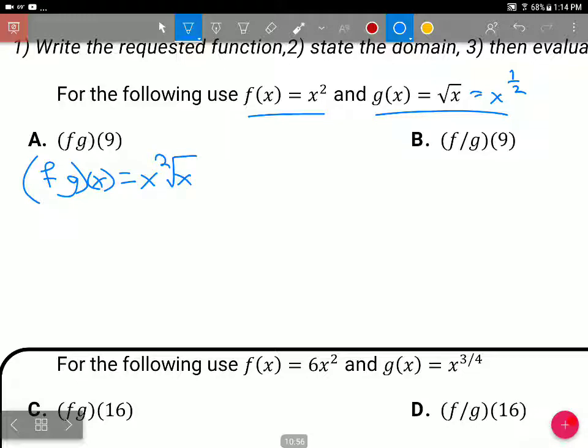The problem with that is I can't really combine those as they are. But if I do it like this, what do you do to two exponents when you're multiplying the same base? Add them. So what is 2 plus 1/2? Let's leave it as a fraction. 2 and a half.